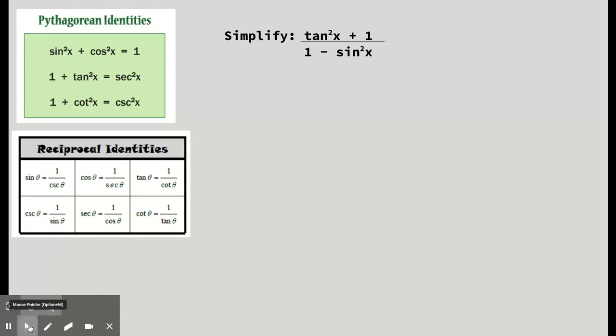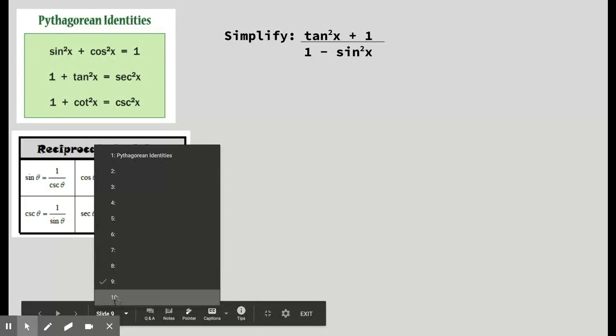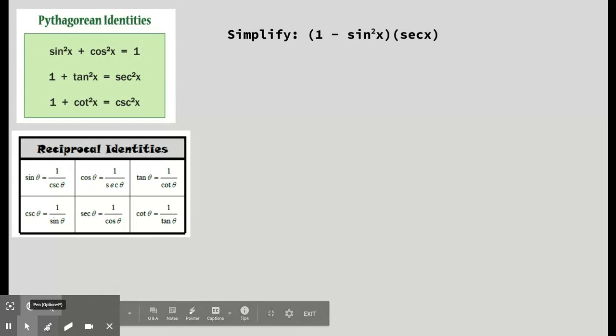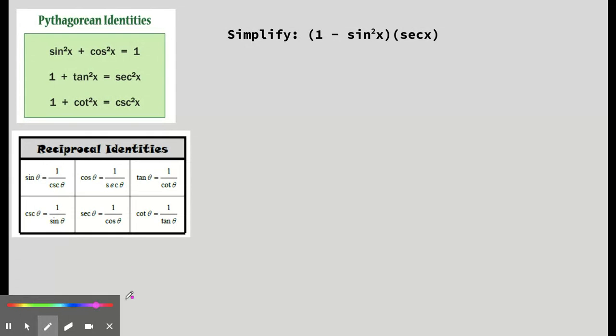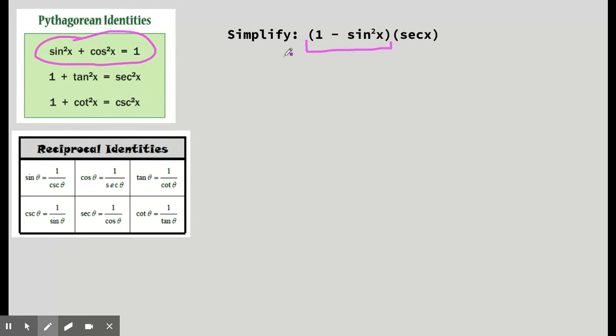And last one, last but not least, I got one more. Okay. We are going to simplify 1 minus sine squared x times secant of x. So this one here, we've seen this quite a few times in the problems that I've gone over. This is our first Pythagorean identity. And 1 minus sine squared x is equal to cosine squared x. And secant x, just for the moment, we're going to bring it down. Can't really do anything to it just yet. I'm going to bring it down. That way I'm not doing too many steps at once.